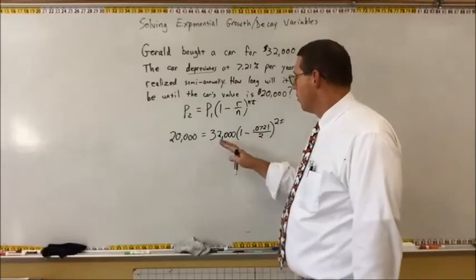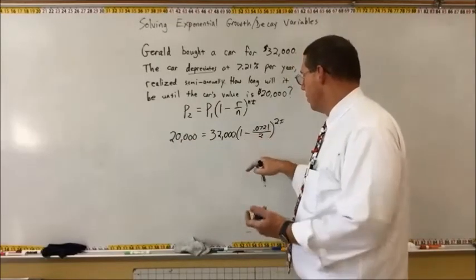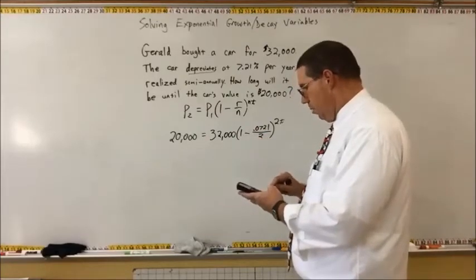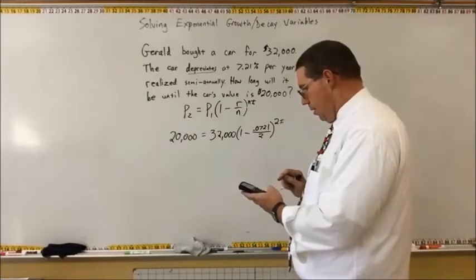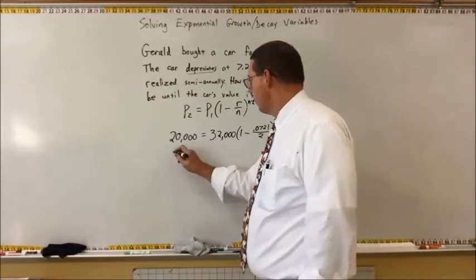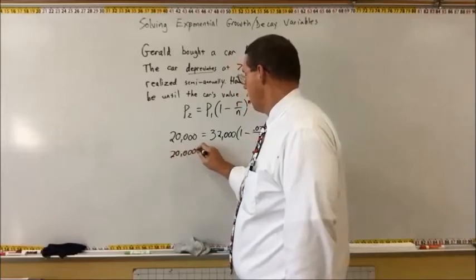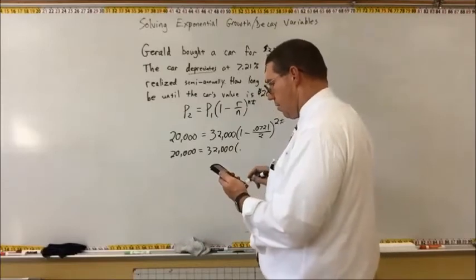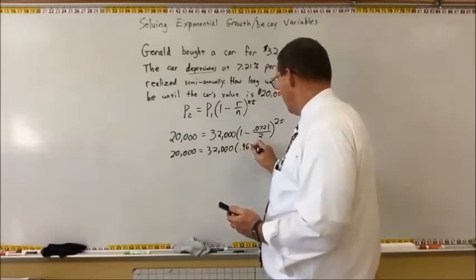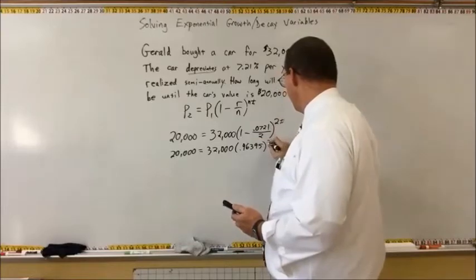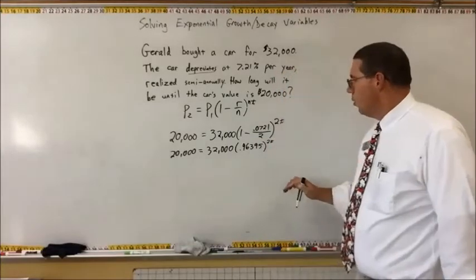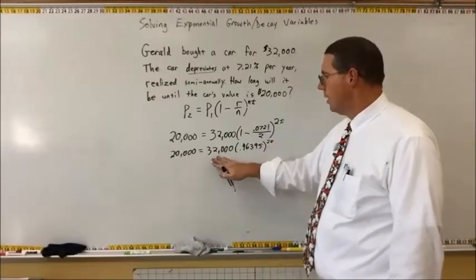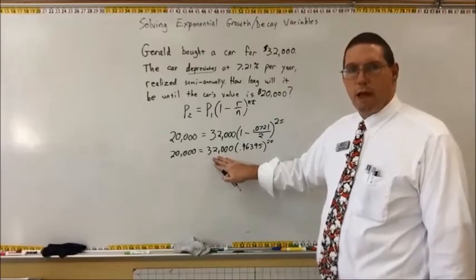Now, in order to solve this, I want to go ahead and resolve this middle term here. So I'll put in 1 minus 0.0721 divided by 2, which is 0.96395. So I have 20,000 is equal to 32,000 times 0.96395 to the power of 2t. And now, we can't do anything about this exponential term until we get rid of this 32,000. This 32,000 is getting in the way.